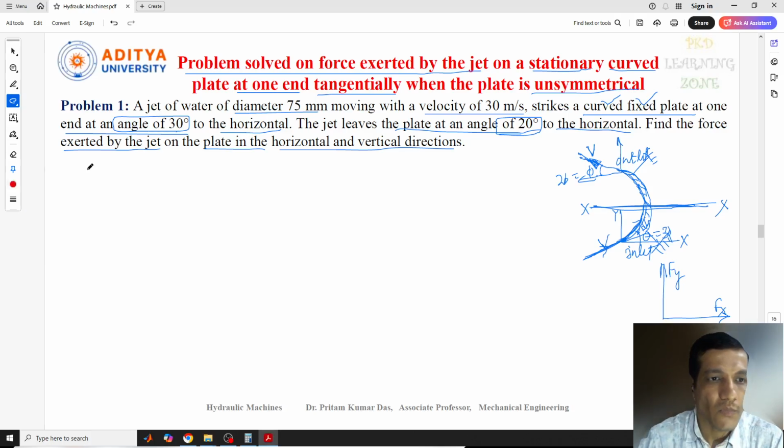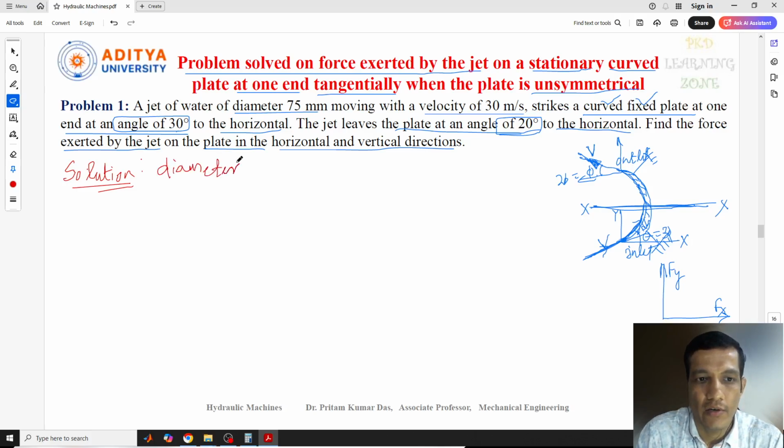Let's first write down the data given in this question. For the solution, first we need to write down the data given. First, the diameter is given: d equals 75 millimeter, and we can convert 75 millimeter into meter, which is 0.075 meter.